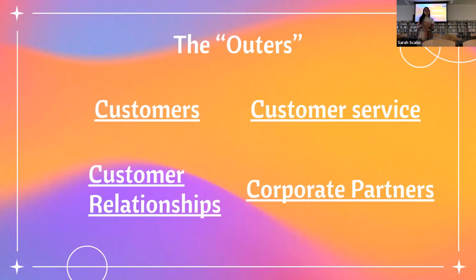So then there's the outers. This is really the customer service and the customers, the relationships that we have, and then, like I said, our corporate partners. So for Just Hatch, it's really important to make good relationships with our customers. The atmosphere is so important. We really try to make it a friendly and happy environment when people are shopping with us.